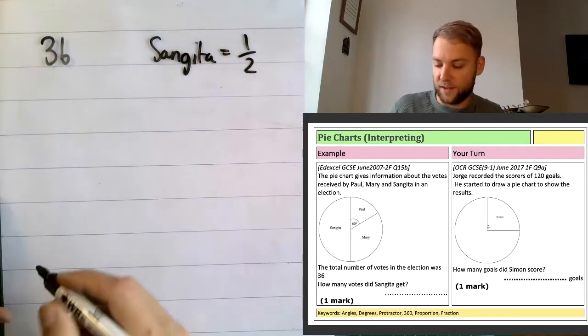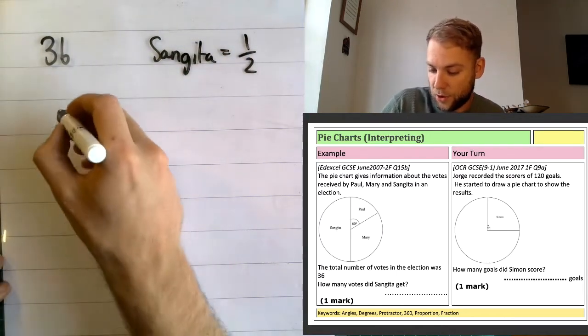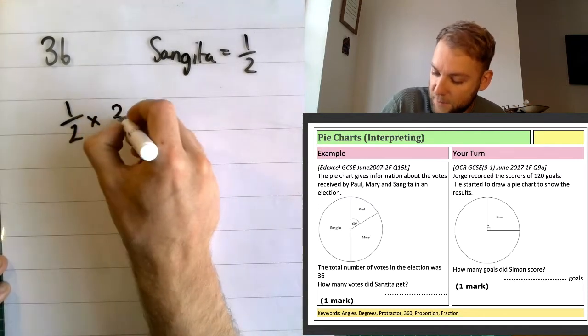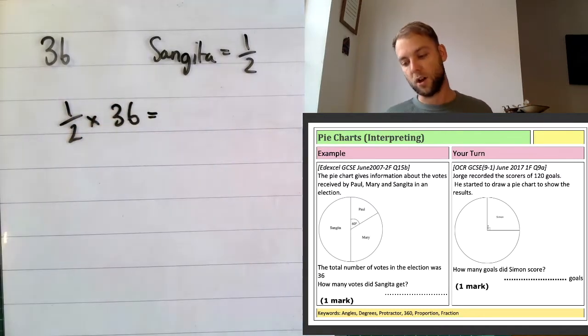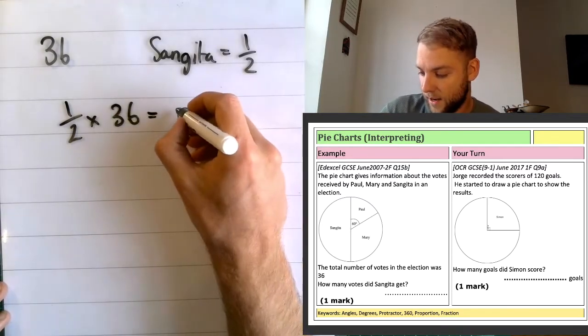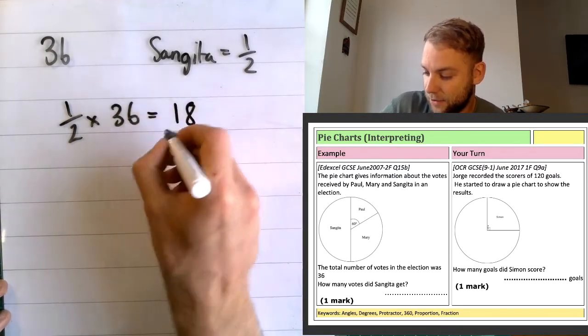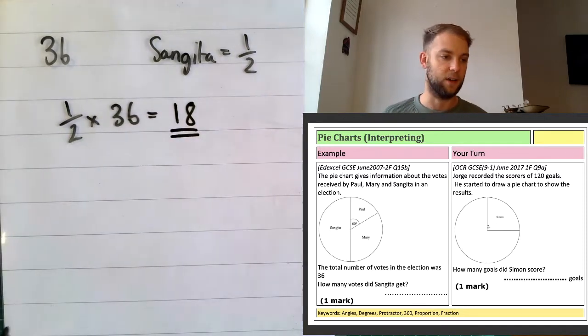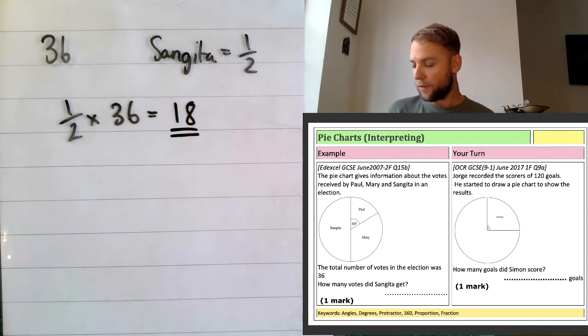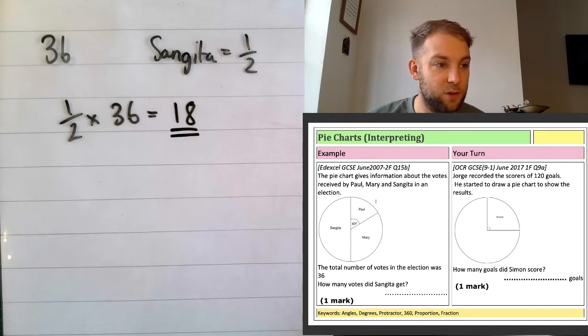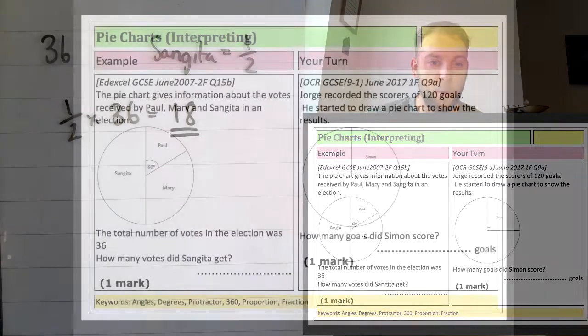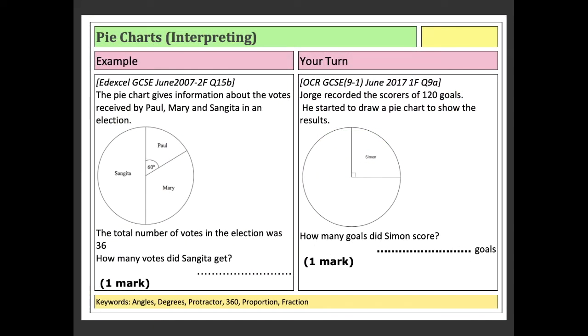So a half of 36 is going to be equal to a half times 36. So half of 30 is 15, half of 6 is 3, 15 and 3 is 18. Brilliant. Okay, so I reckon you should be able to do this next part. It is quite straightforward. So maybe pause now and have a little go at that one on the right-hand side.